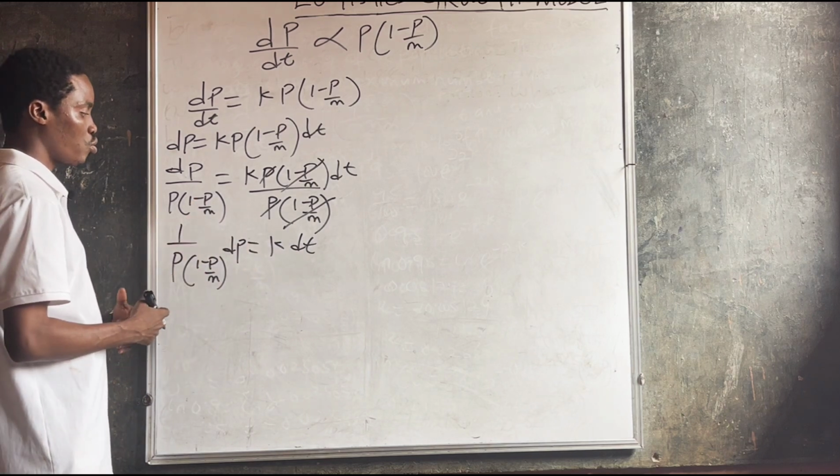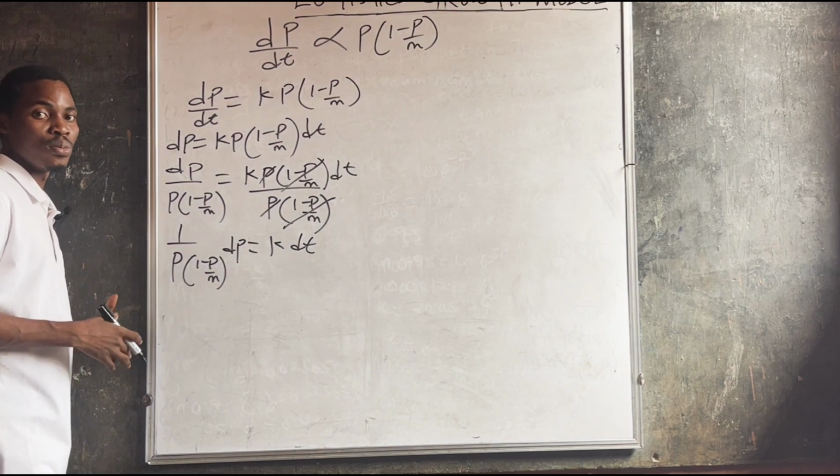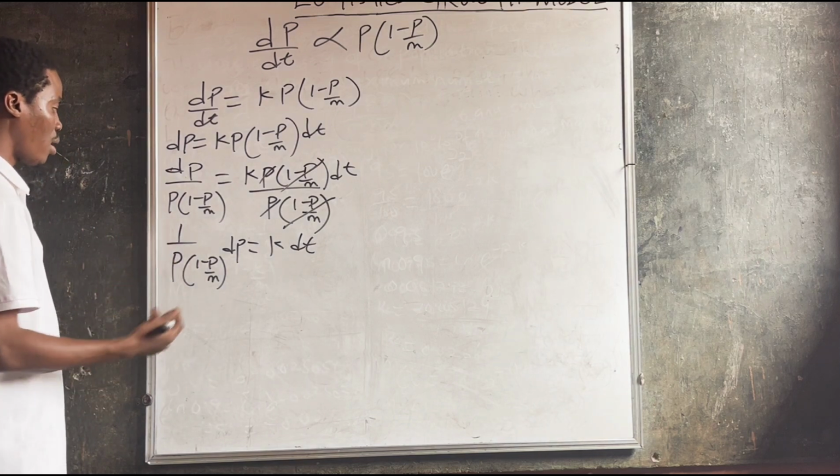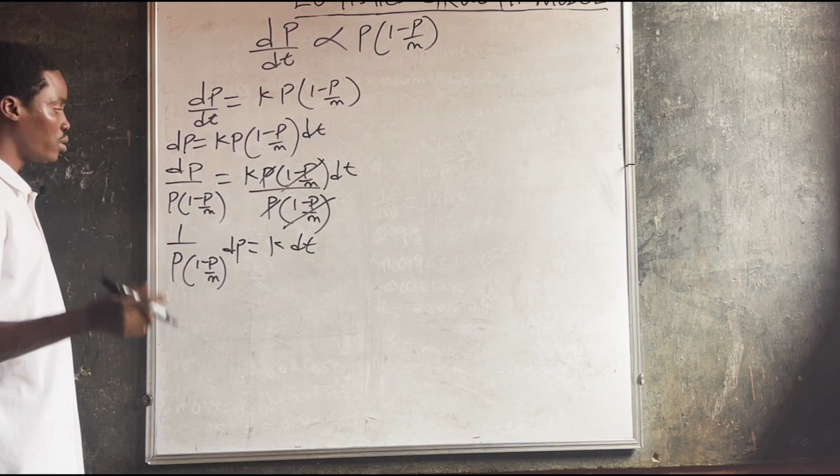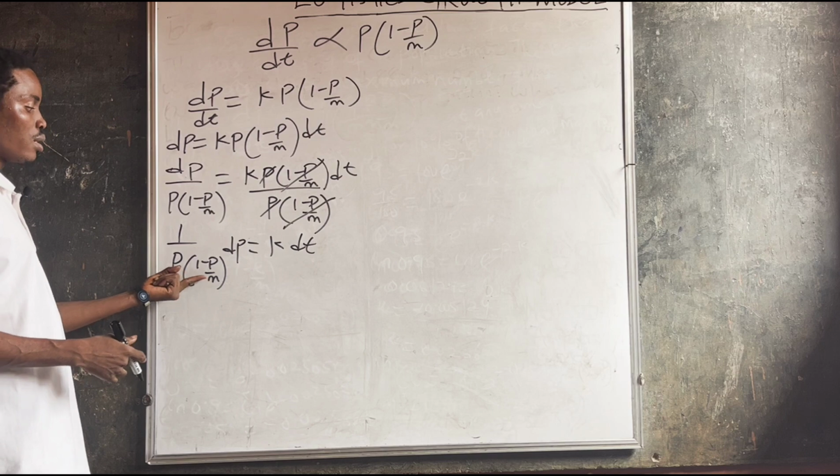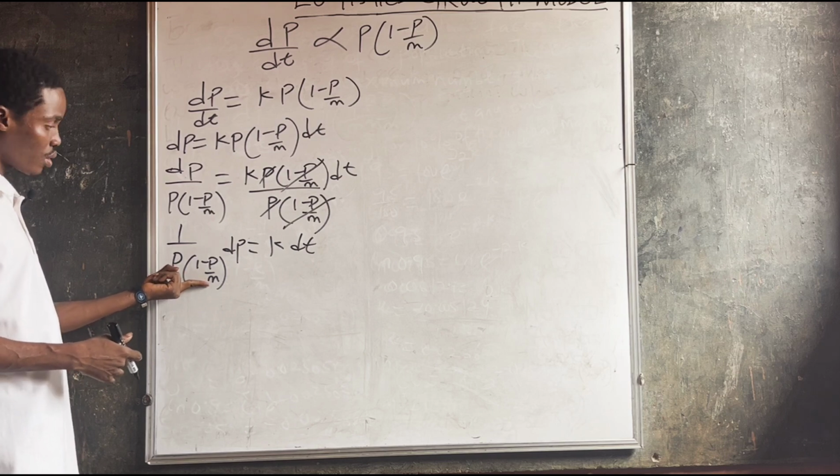So what are we going to do next? After we have separated the variables, we have to integrate both sides. So how can we integrate both sides? Before we integrate both sides, this is in the form of a fraction. We can solve this one as a fraction.